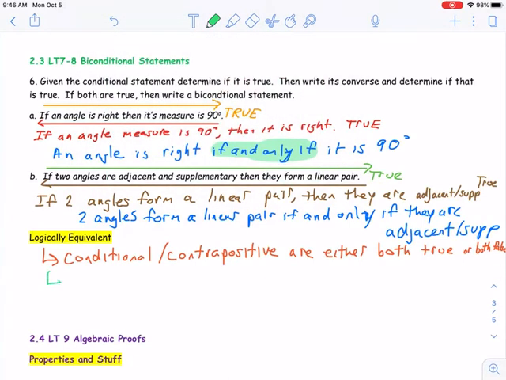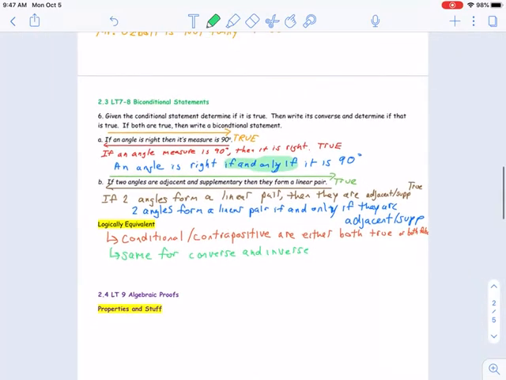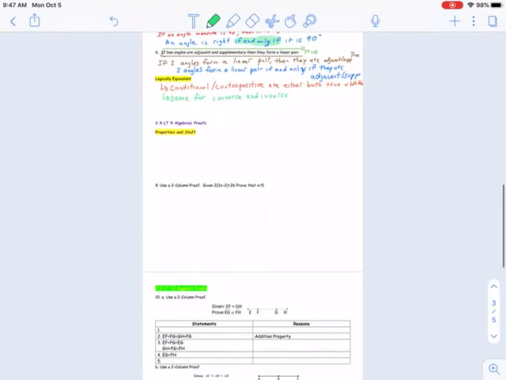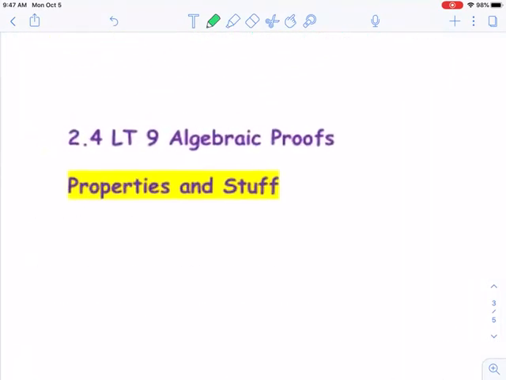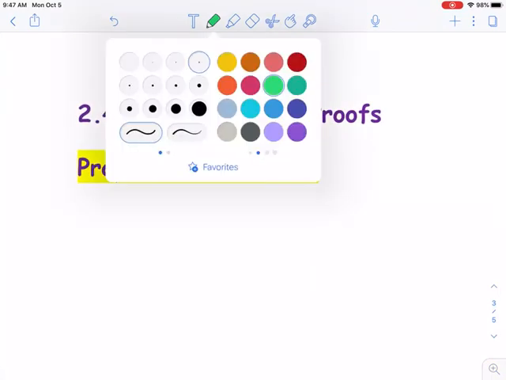And that's the same for converse and inverse. The converse and inverse are the same. They're either both true or both false. Whew. All right, a lot going on. Properties and stuff. All right, so let's review some properties.